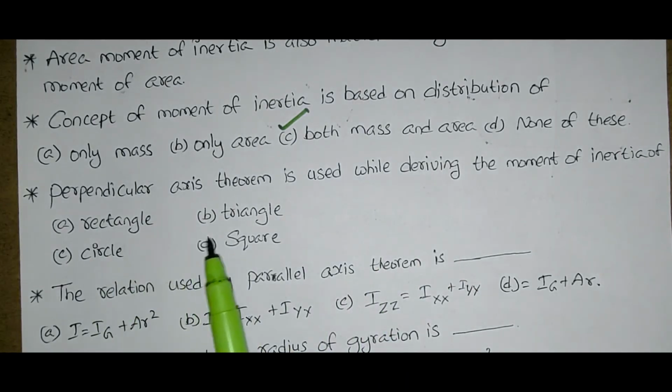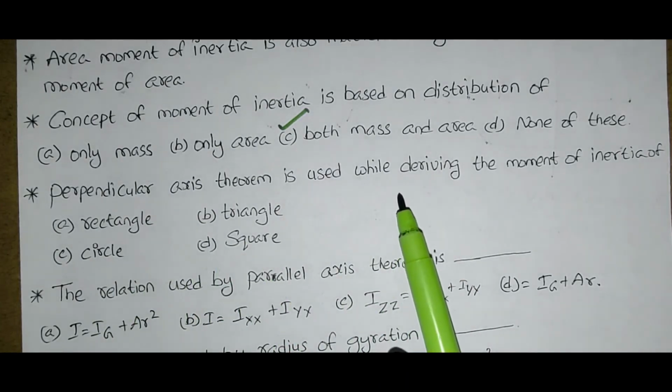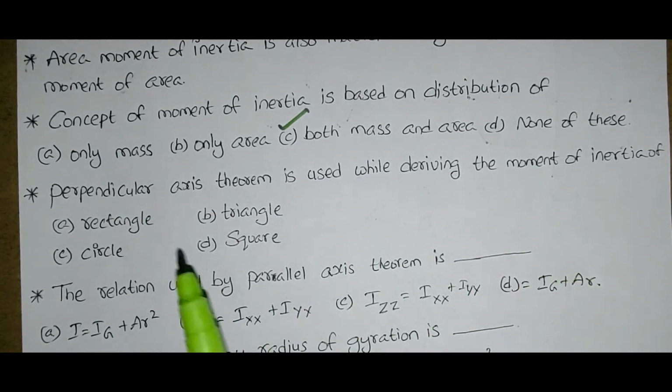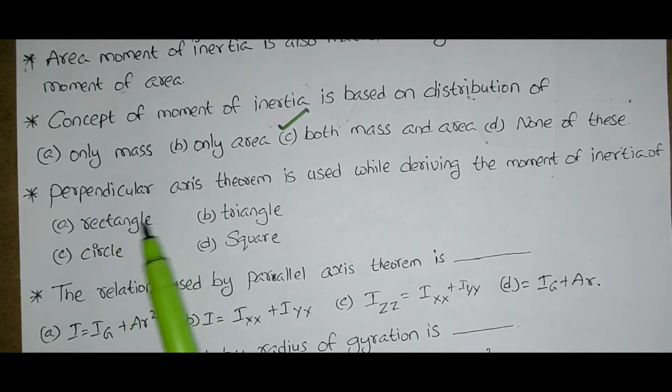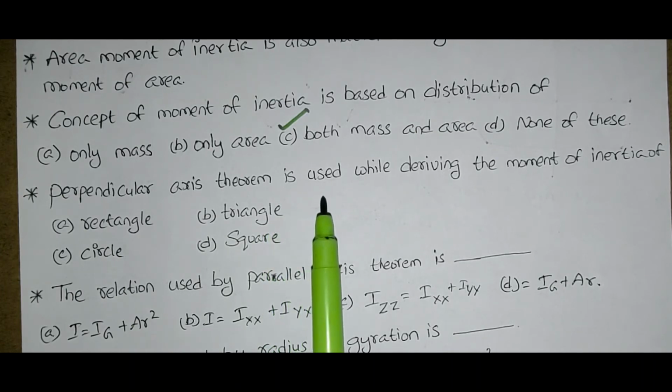Next, perpendicular axis theorem is used while deriving the moment of inertia of rectangle, triangle, circle, square. So four options are given. The correct option is that perpendicular axis theorem is used while deriving the moment of inertia of a circle. So circle is the answer.